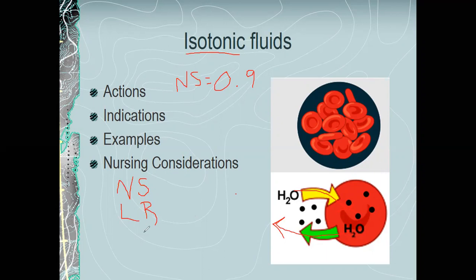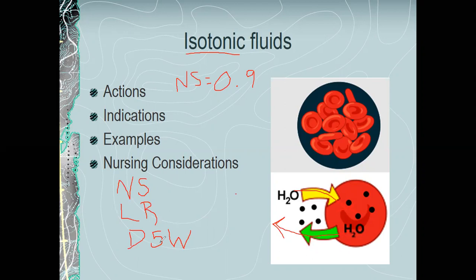Next up is dextrose. So the D5W, dextrose 5% in water, is going to be isotonic, and you may see it does provide some calories with that dextrose. So that may be why it is being used.